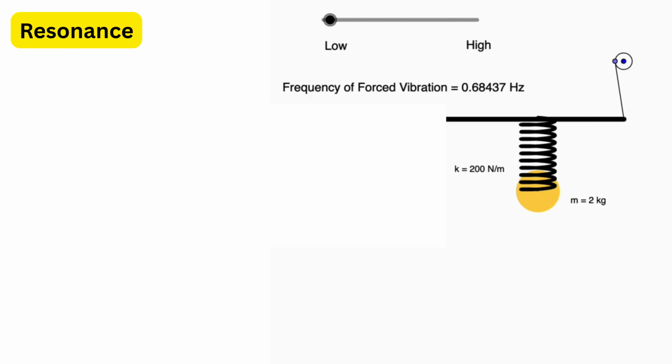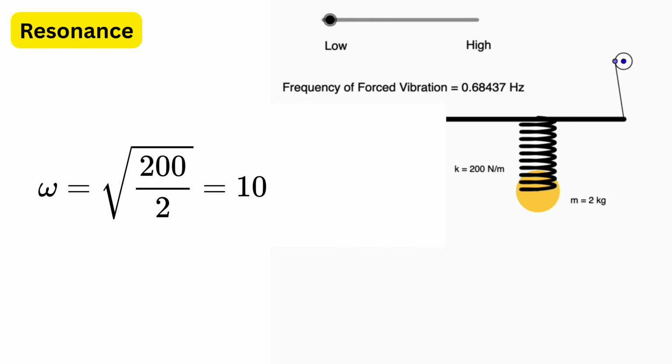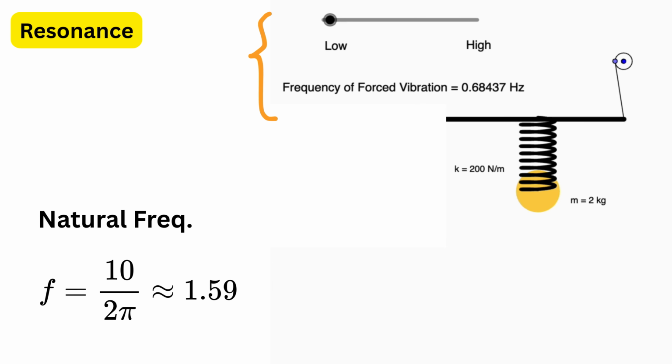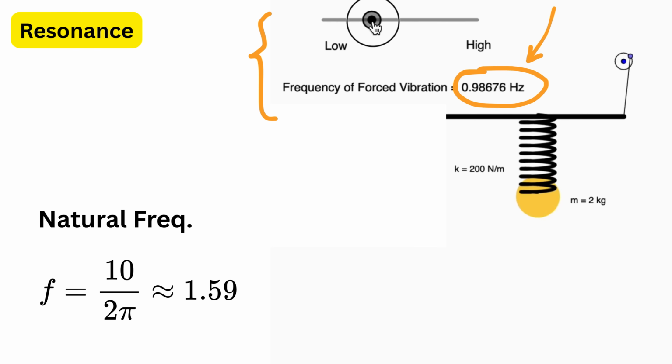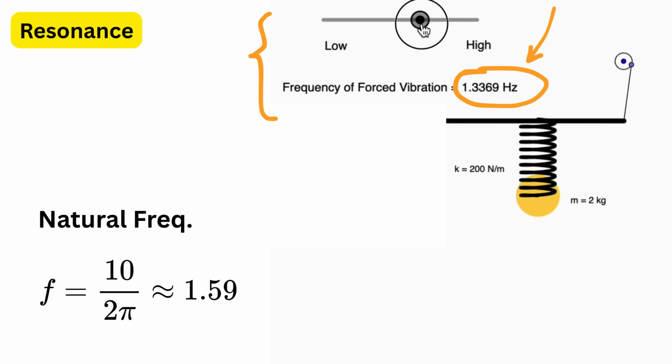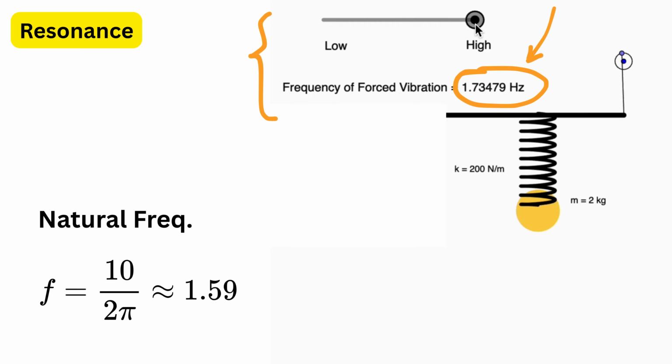Resonance. Imagine a spring mass system having a spring constant as K equals 200 newtons per meter and mass as 2 kilograms. Its natural angular frequency, omega, will be square root of K over m, or 10, and thus its natural frequency will be 10 over 2 pi, or 1.59 hertz. Now, when we apply an external periodic force, that is, when we keep pushing or pulling the mass back and forth with some driving frequency like this, the system starts to perform forced oscillations.